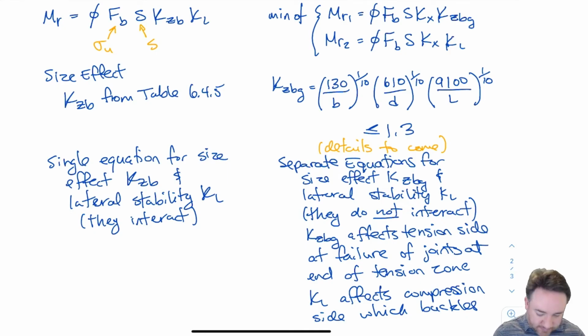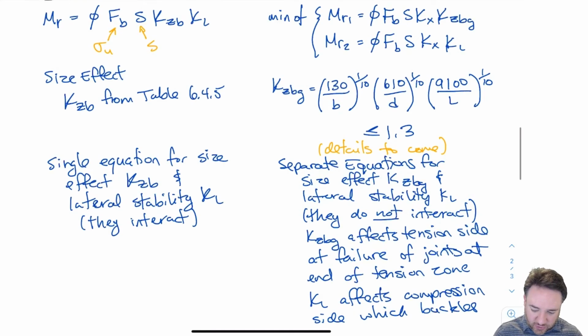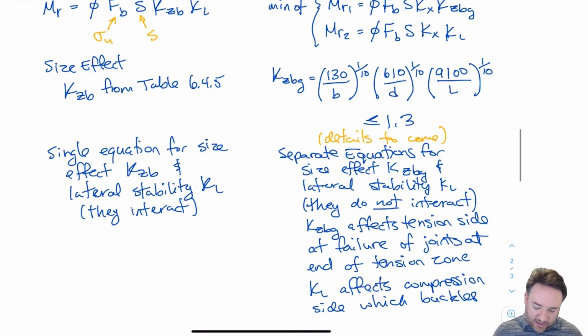Okay, so that's size effect. So that's KZB on the left and KZBG, G for glulam on the right. And the last thing we're going to compare here is lateral stability factor for both. So we have lateral stability KL on the left, lateral stability KL on the right.